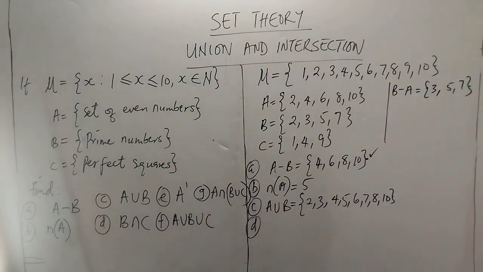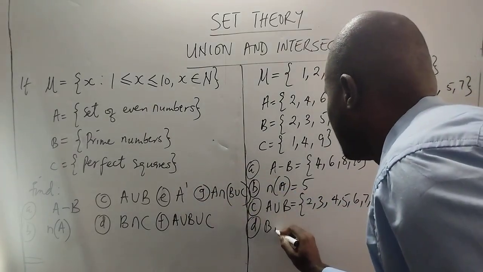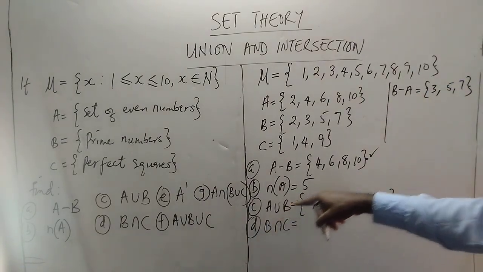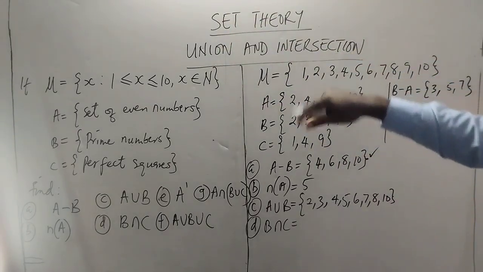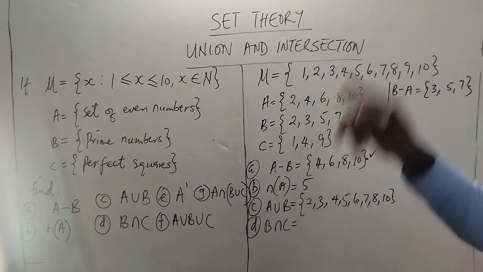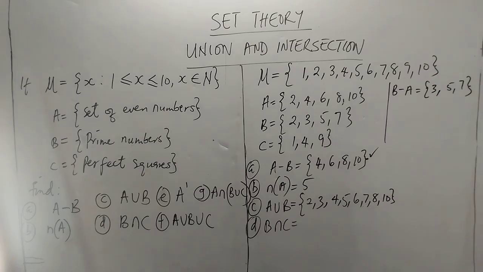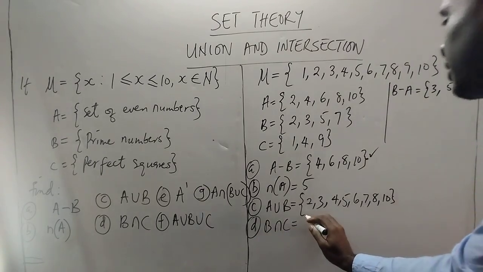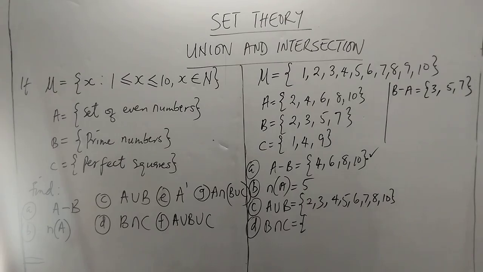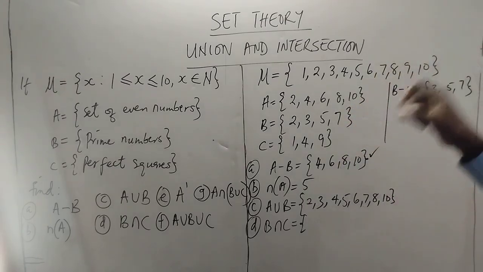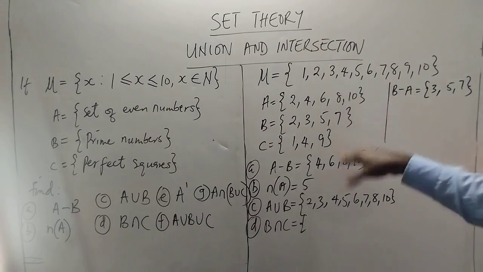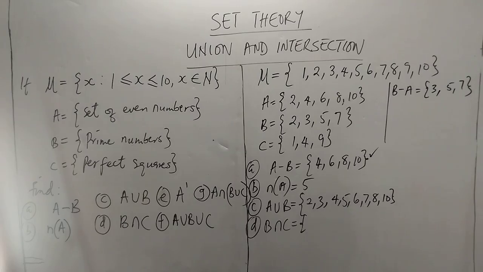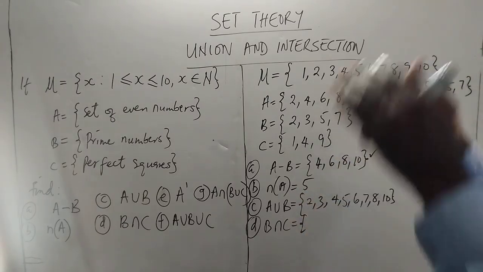D. The next one says B intersects C. This is the symbol for intersection. Union is like U, while intersection is like N, an N shape. So B intersects C means go to B and C, check the elements that appear in both. That is, elements that are common in the two, that you can find in B and also in C. Bring them out. That's what intersection means. Elements that are common in the sets, bring them out.